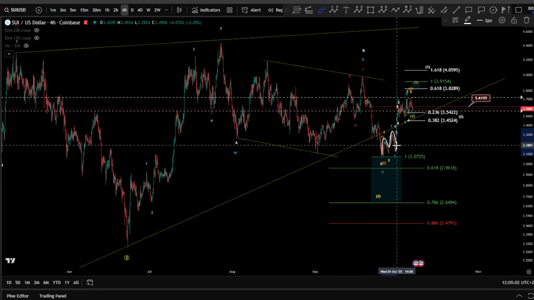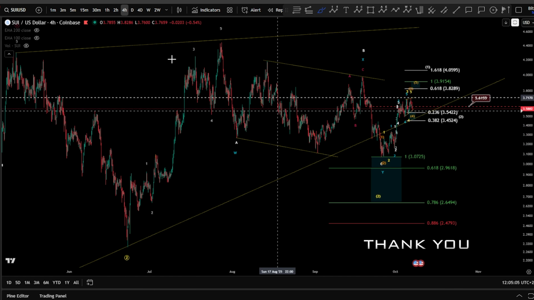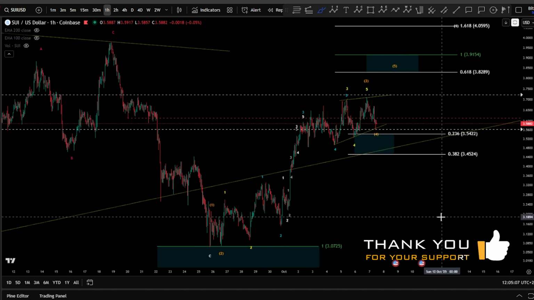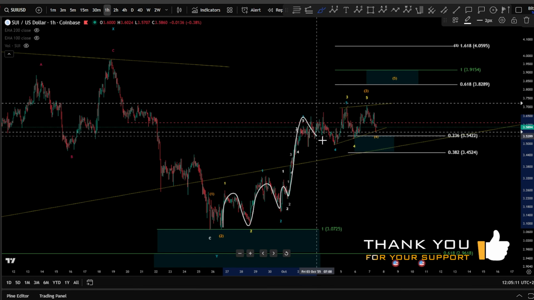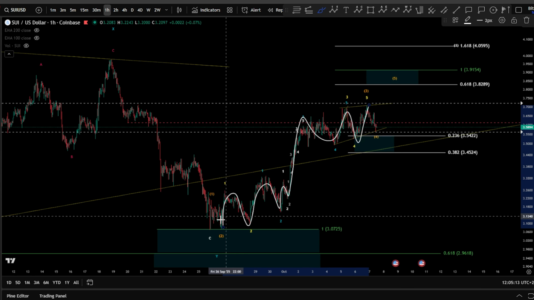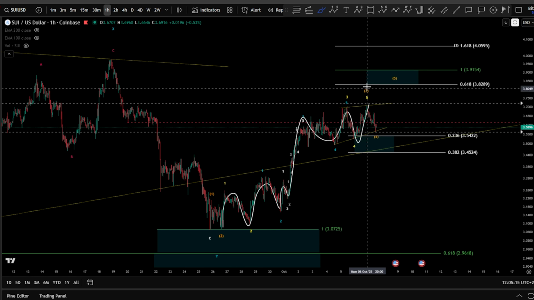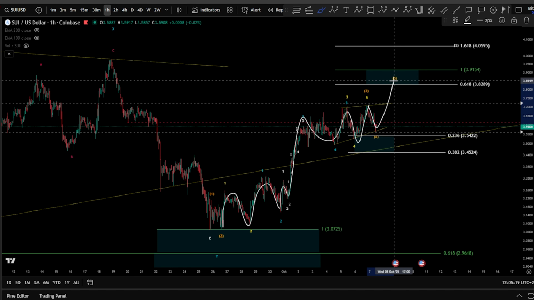We start to see another double 1 2 on the 1-hour chart, which can likely have finished a double 1 2 and then 1 2 3 4 and a 5 4 and a 5. But don't forget that we still have another 1 2 possible here in the orange scenario for a wave 4 and a 5 again.